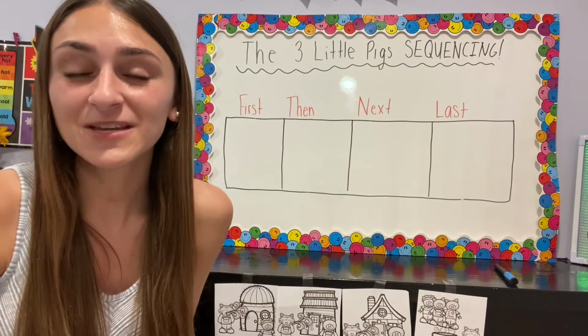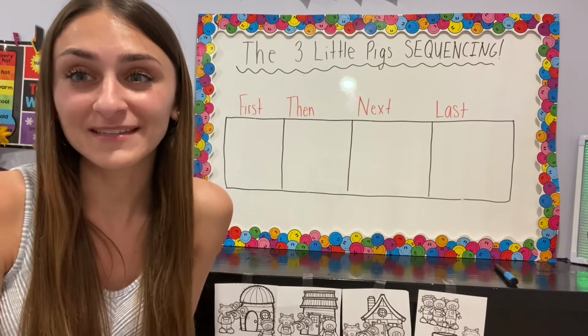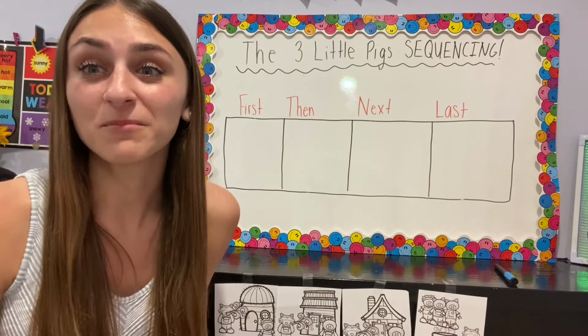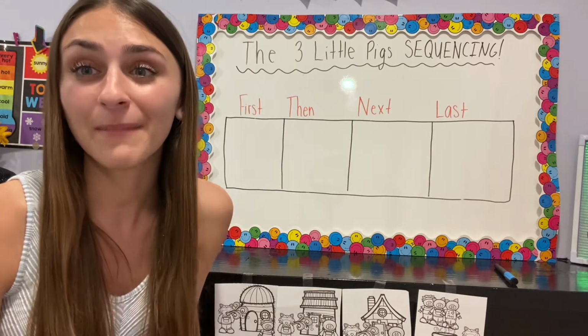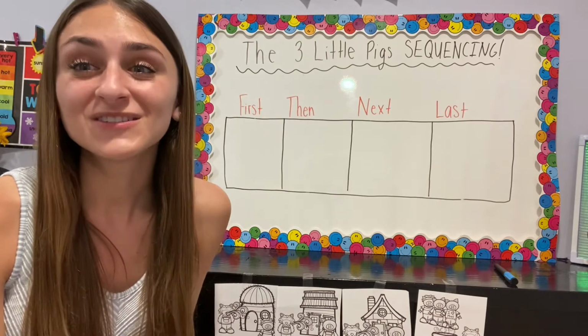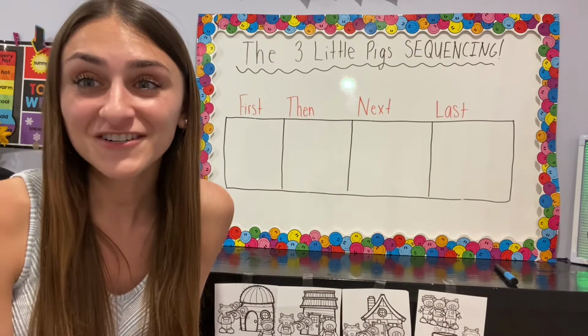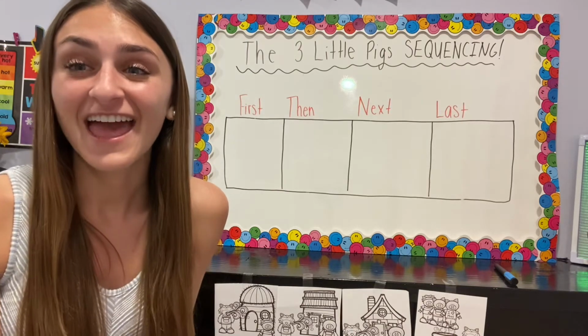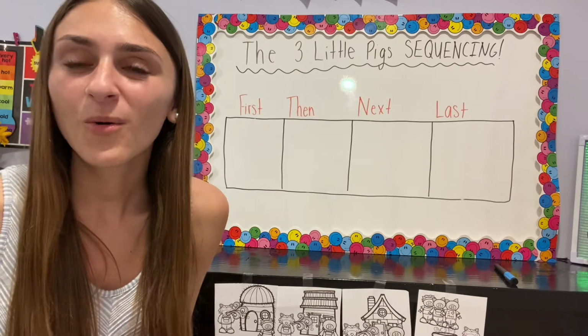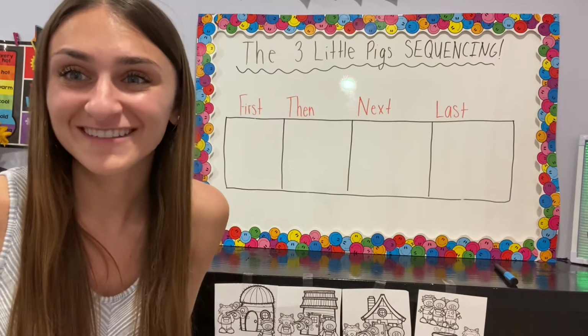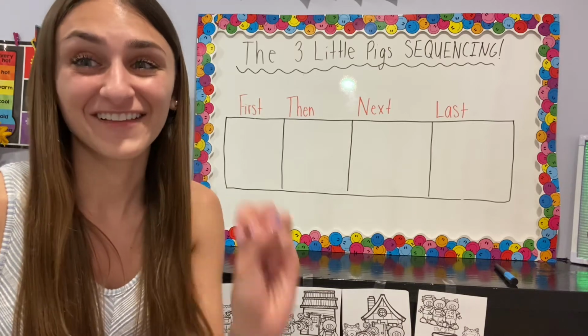So we are going to sequence the events from the Three Little Pigs, from the first version that we read by Paul Gauguin. We learned this week about characters and setting and the problem. So who are the characters in the Three Little Pigs? We have the Three Little Pigs.